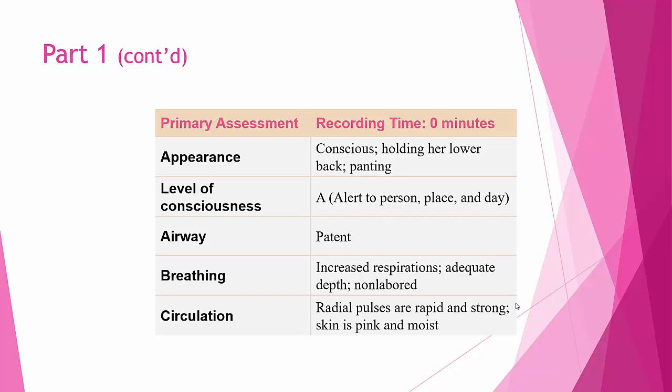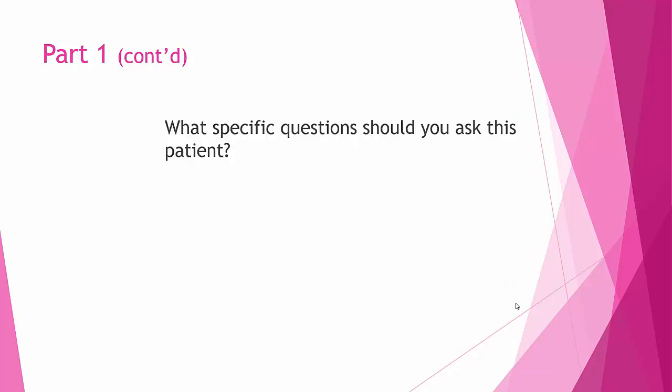Normal childbirth is not an emergency. It happens, or else we wouldn't be here, right? Abnormal childbirth, however, can absolutely be an emergency. So with this, what specific questions do you want to ask at this point? Right? Think about that for a second. What are some things that we need to find out?